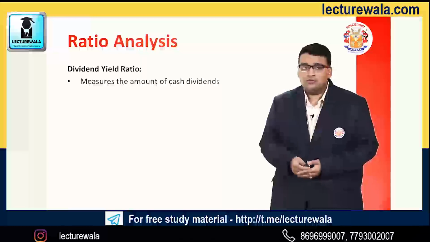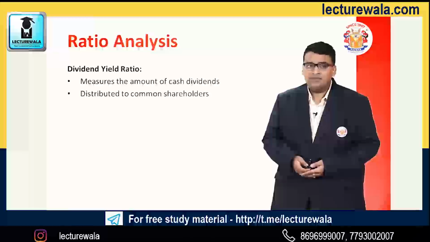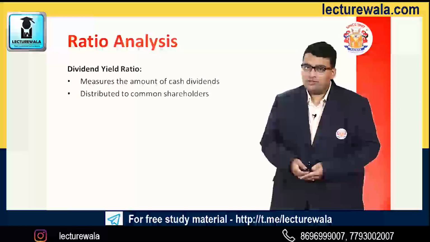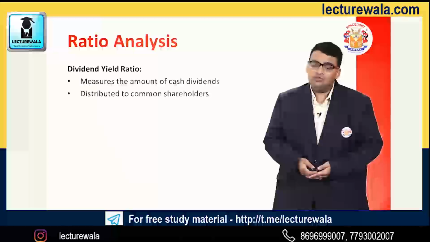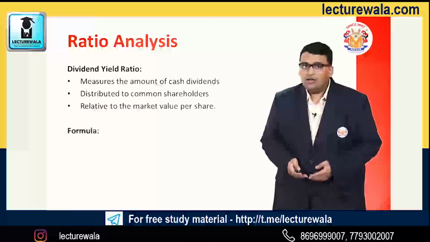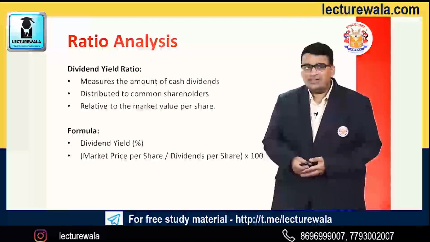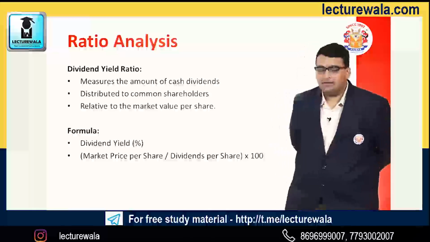What does it want to say? It says that it measures the amount of cash dividend distributed to the common shareholders relative to the market price per share. Now if we look into this formula, the dividend yield percentage, what does it want to say? It is the dividend per share divided by the market price per share, into 100.